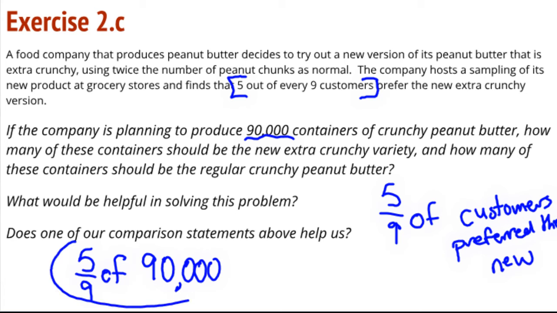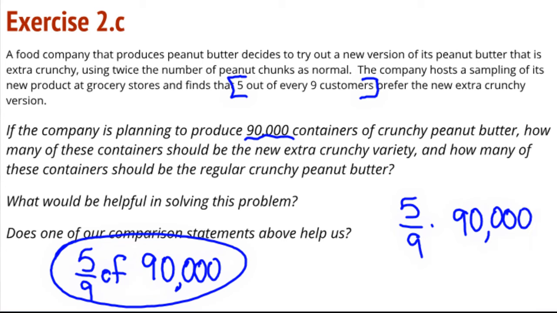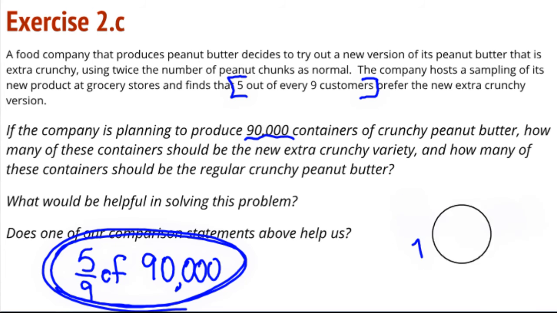And at this point, you should look and say, hey, that looks a lot like multiplication. The word of is a great multiplying word. So we want 5/9 times 90,000. So these statements we can start to use to answer questions. 5/9 of the 90,000. I'll quickly show you a way to multiply this. 5/9 times 90,000. Let me write it this way.